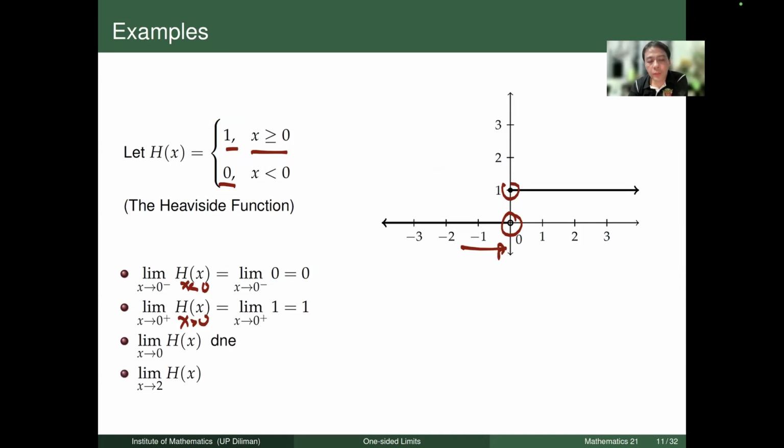Now, how about the limit as x approaches 2? Well, as x approaches 2, we only use one function. Okay, eto lang. Kasi 2 is greater than 0. Okay, so even if you have an interval close to 2, it will be greater than 0 still. So you only have one function to use, and that is equals 1, and the limit of 1 is 1. So we conclude that the limit of h of x as x approaches 2 is 1.